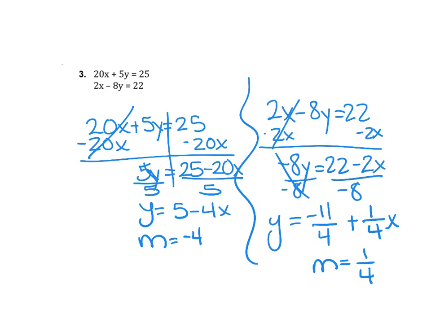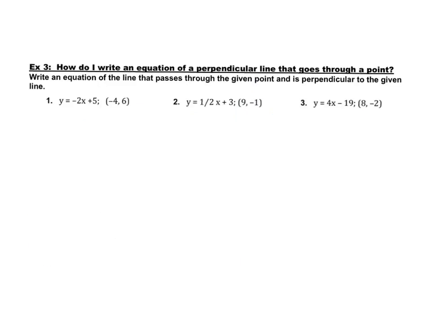So now let's determine if they're perpendicular. So I'm going to start with our first one. The opposite of negative is positive, and the one on the right is positive. And the reciprocal, or the flip of 4 all over 1 is 1 all over 4. So yes, these are perpendicular. All right, example 3, how do I write an equation of a perpendicular line that goes through a point?